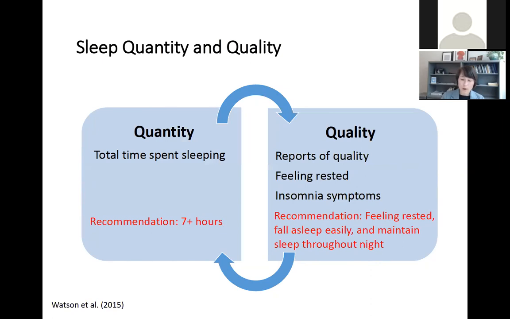So what we recommend is that you want to be getting 7 or more hours of sleep, and you also want to be getting high quality sleep that's marked by things like feeling rested when you wake up, being able to fall asleep easily. We usually say about 15 to 20 minutes you should be able to easily fall asleep, and then also that you're maintaining sleep throughout the night.